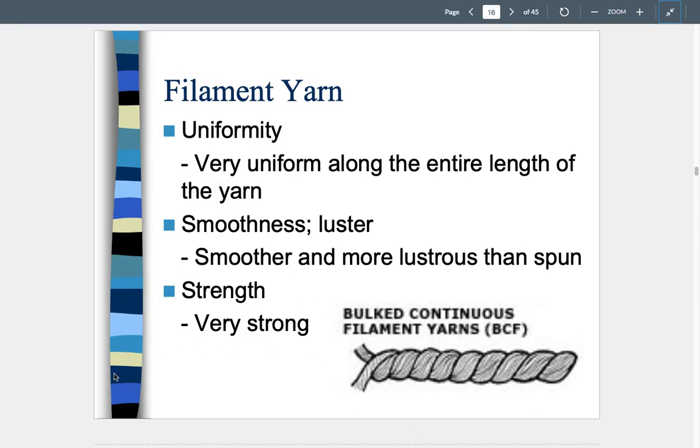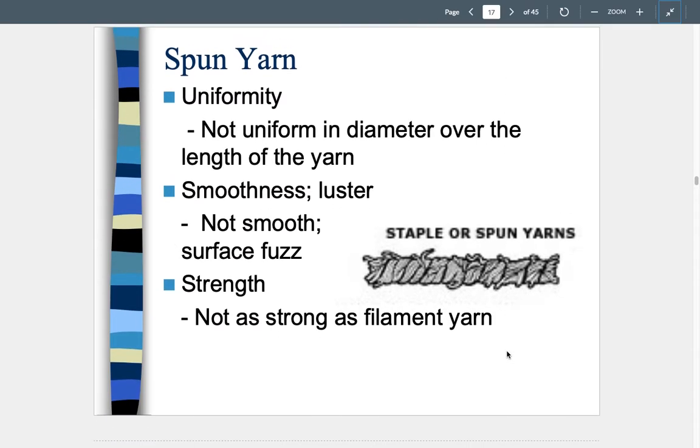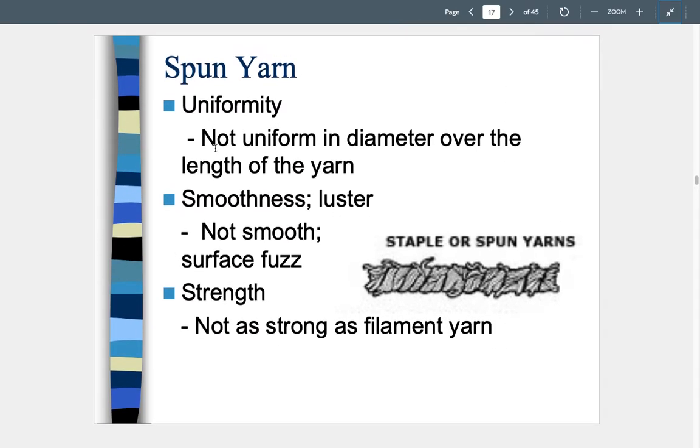There are no weak points in these. It's very smooth. Because it's all very uniform, it makes a very smooth shape, which then causes more luster, because the smoother the surface, the more reflection of light. And it's very strong. Because there are no weak points, this is a very strong yarn. Now, this filament yarn compared to the spun yarn: the spun yarn is not very uniform, not as smooth, not as strong. So filament yarn always wins. And again, that's why we have gone to so much manufactured fiber and yarn production, because it's better in some regards. Now, this is mainly talking about strength here and uniformity.